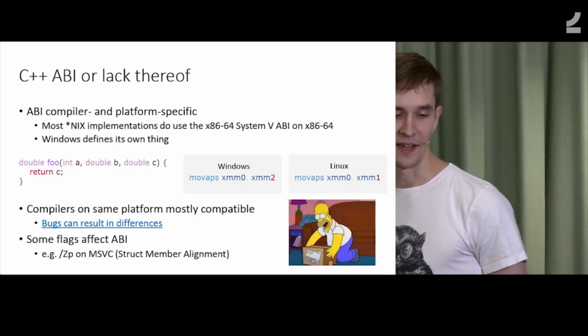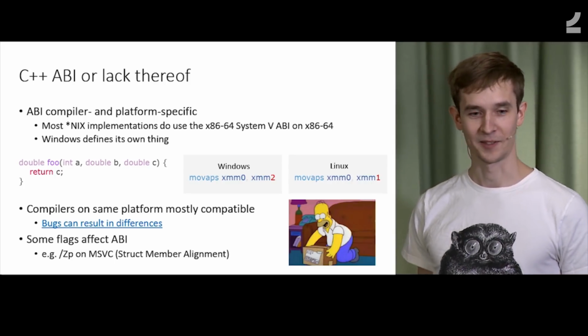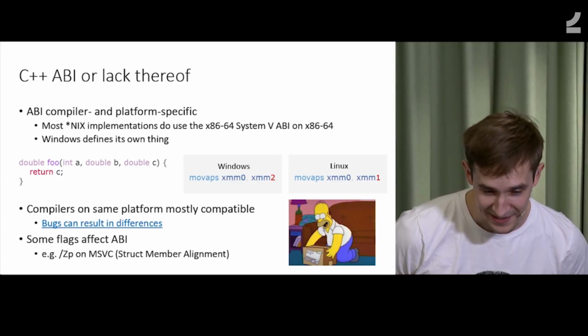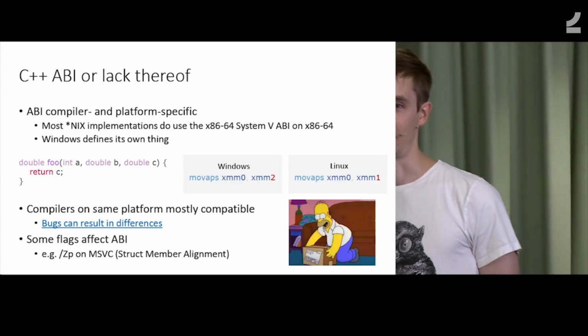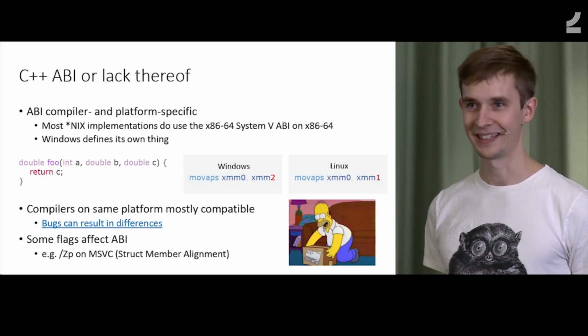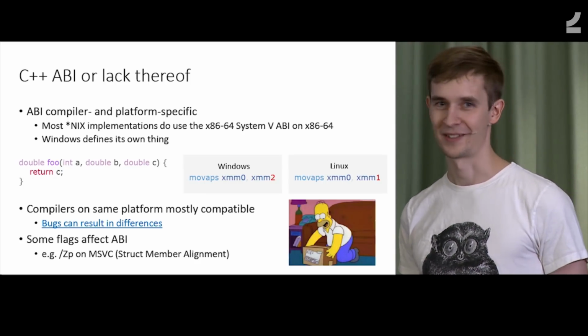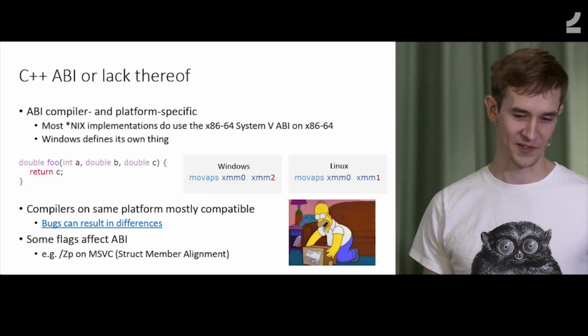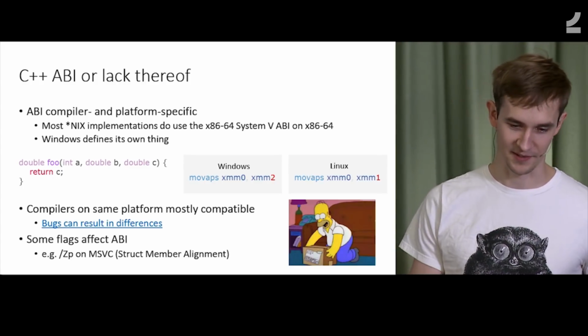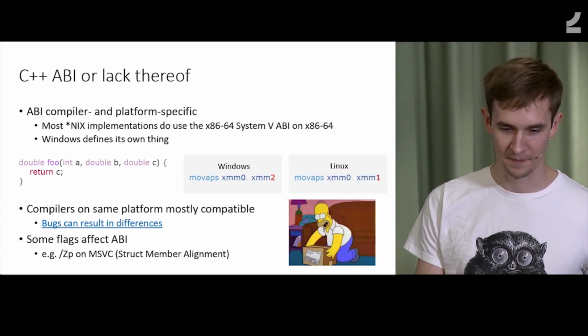And then some flags can potentially even affect that ABI. So for example, if you were to use this /Zp flag on the Microsoft compiler on Windows, you'll get something which is completely incompatible with anything else which is written on Windows. And of course, you're still in a situation where Windows and Linux are incompatible between each other.